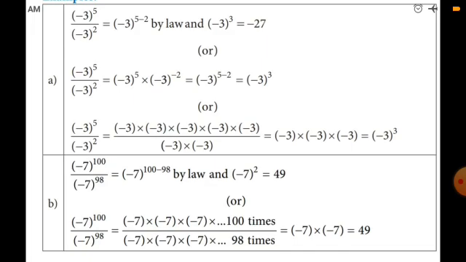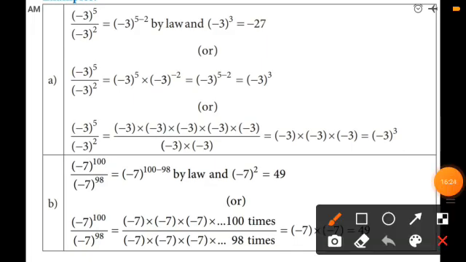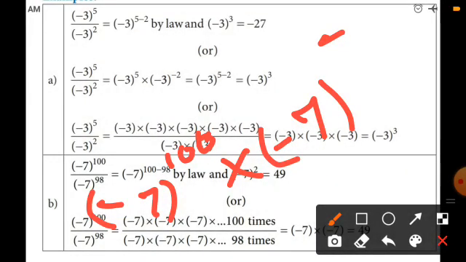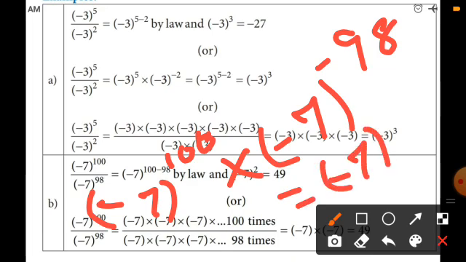Next question, B. (-7) power 100 divided by (-7) power 98, that is equal to, using the quotient law, (-7) power 100 into (-7) power -98, that is equal to, the base is equal, (-7) power 100 minus 98, that is equal to (-7) power 2.